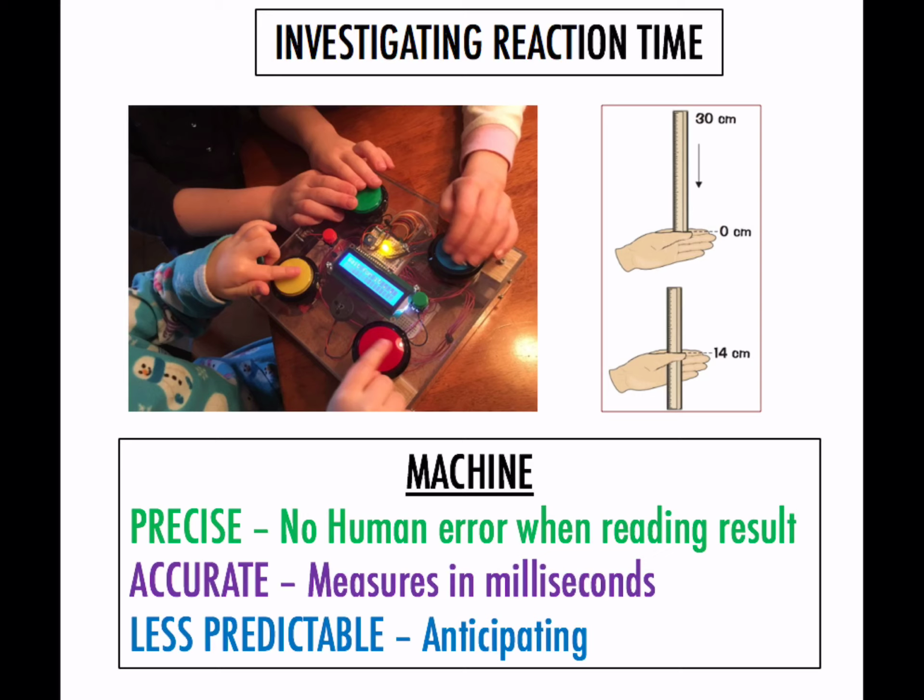So why are machines better? For 3 reasons. Number 1, they are precise. So for example, it will give you the results straight away. You don't have to read off the ruler and work out the reaction time. So there's no human error. They are accurate because they can give the results in much smaller units, so in milliseconds as opposed to seconds. And finally, they are less predictable. So for example, if your friend is dropping the ruler, if you analyze their body language, you can kind of predict, oh, he's about to drop it now. But with the computer, you can't really predict it. So again, that makes it more reliable.